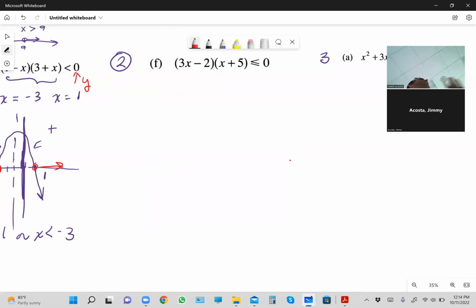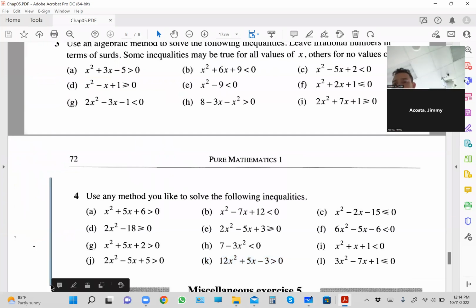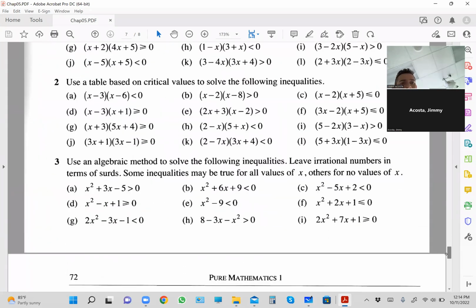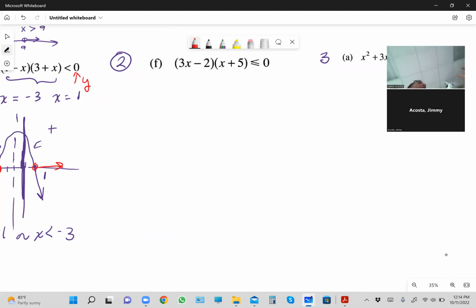Now, for number 2, they don't ask you to do a graph. What they ask you is to use critical values. Use a table based on critical values to solve. I think the critical values are zeros. Because if I write something and it's factored this way, I can take advantage of the zero product property. And I can say the zeros are x equals 2/3 and x equals what?